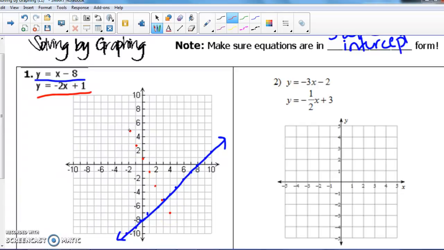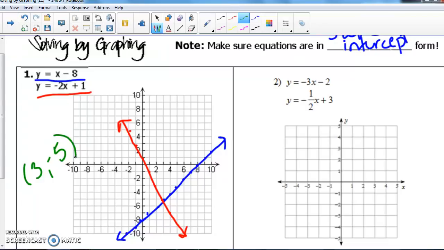Now, in this case, I can already see where they cross. So when I draw this line, hopefully you can see also that the solution to these, where these guys cross, is down here at +3, -5. When we do this, I do want you to identify the solution. So don't just leave the two graphed lines and expect me to know where the solution is. I need you to write that solution out so I know that you understand what that means.